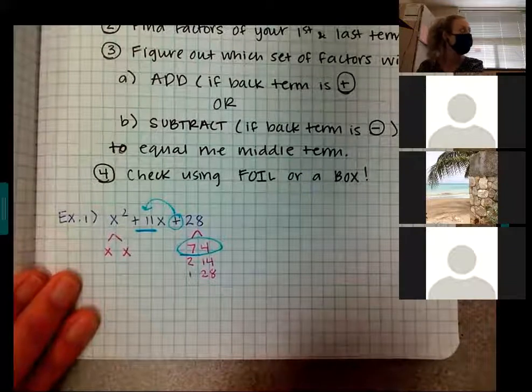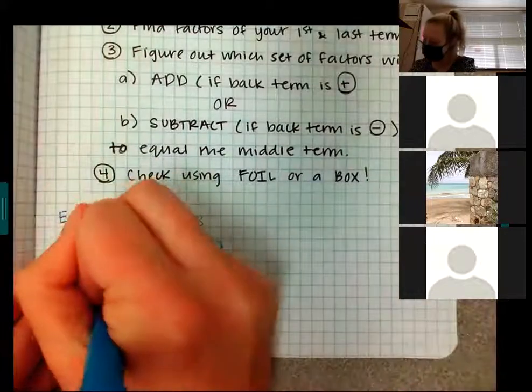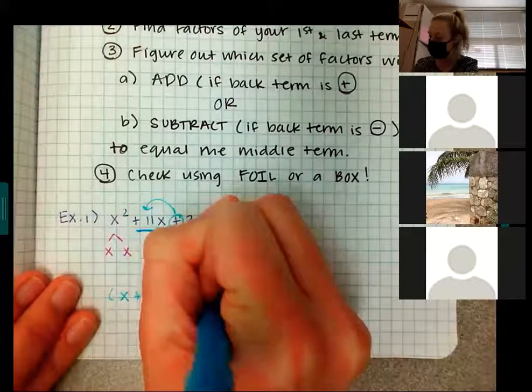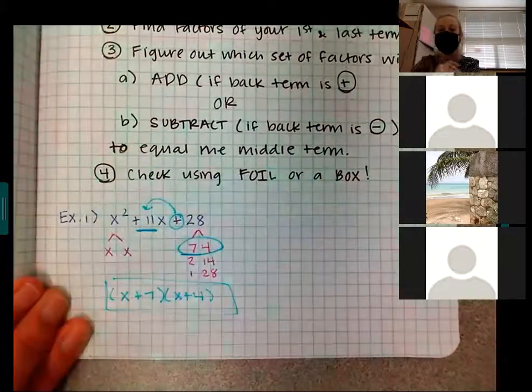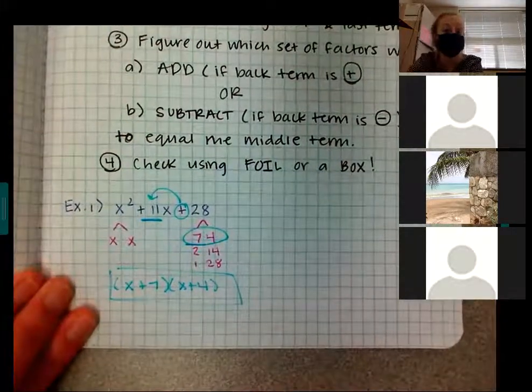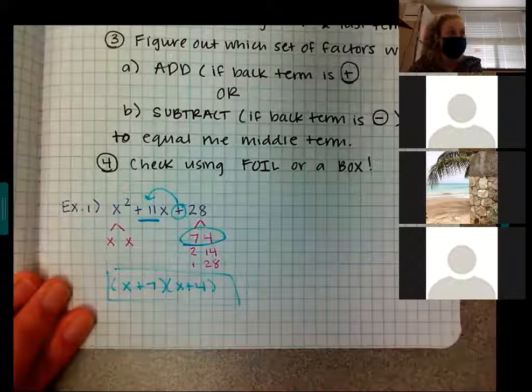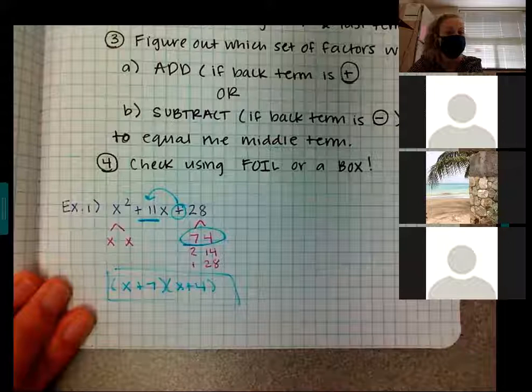Tell me the whole factors. What am I going to write in each parenthesis? There we go. x plus 7 times x plus 4. So this should be our answer. How do you check it? Foil or box. Box? I feel like y'all thought that was really easy.